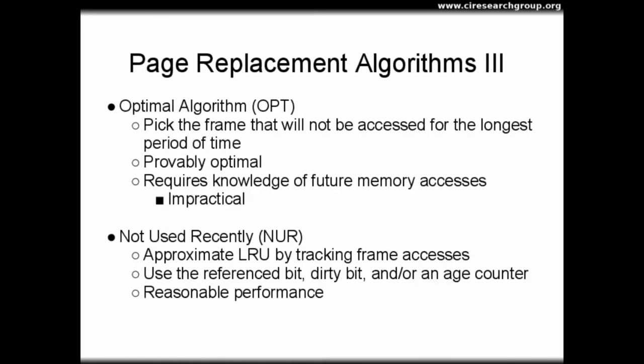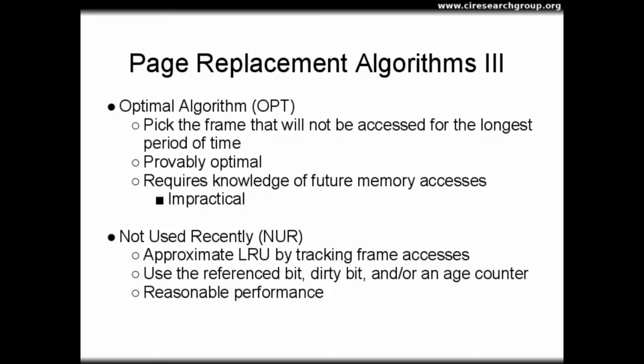Theoretically, the optimal algorithm, or OPT, is the best page replacement algorithm to use. With this algorithm, the operating system picks a frame that will not be accessed for the longest period of time as the victim, delaying a future page fault related to the corresponding page for as long as possible. A mathematical proof exists showing that OPT is the best possible page replacement algorithm. Unfortunately, OPT is also impossible to implement, since it must be able to predict all memory accesses ahead of time.